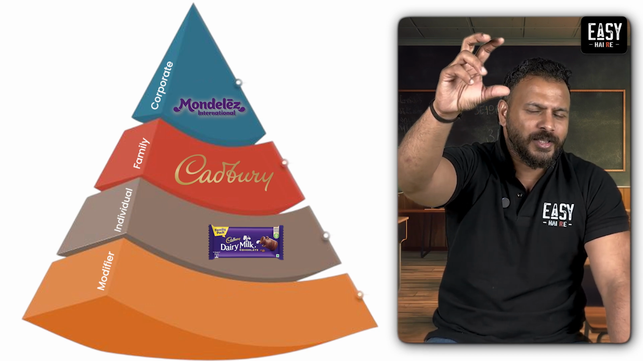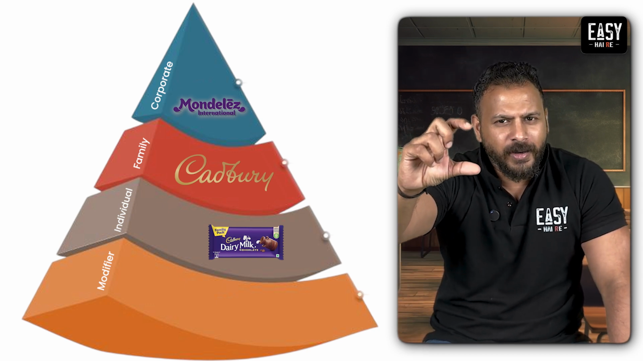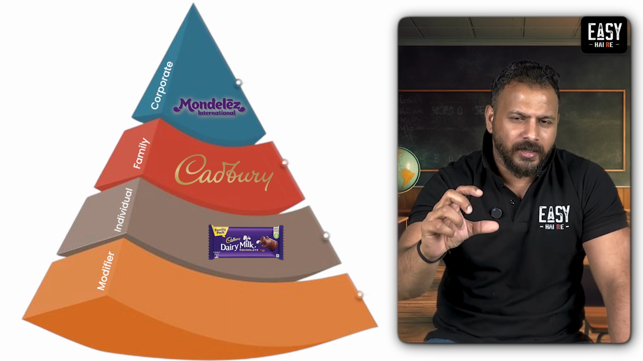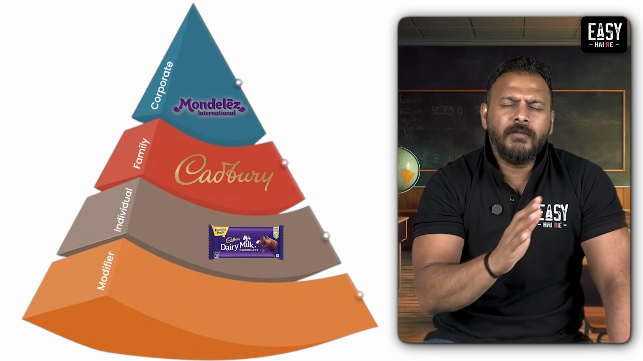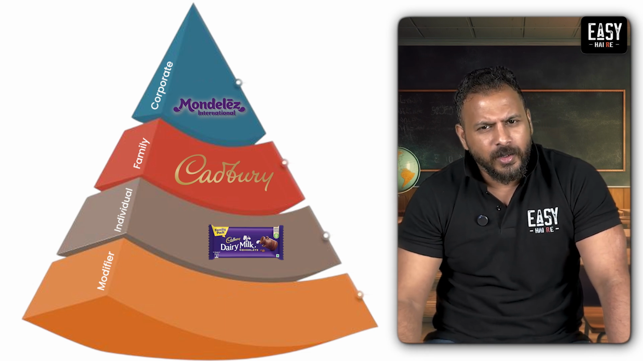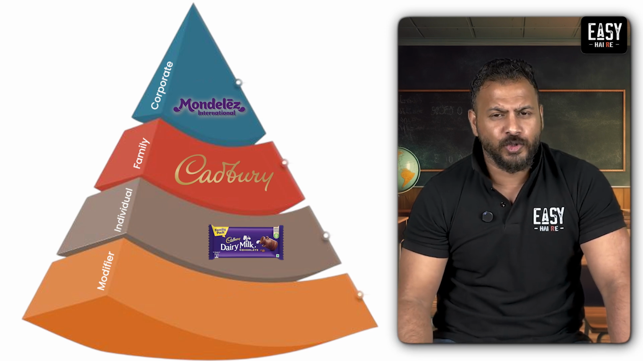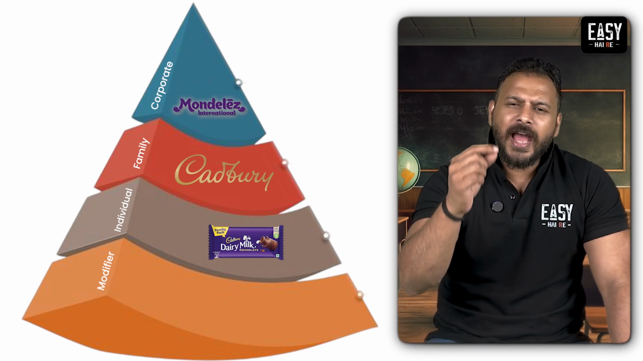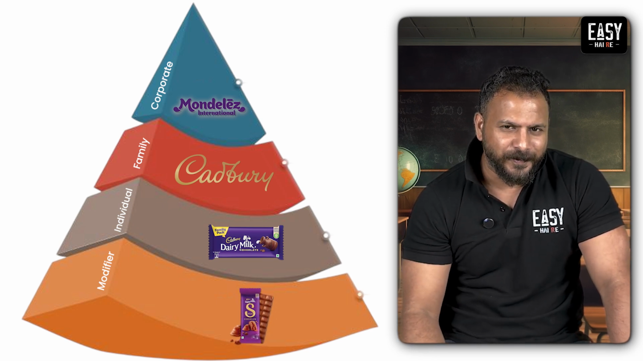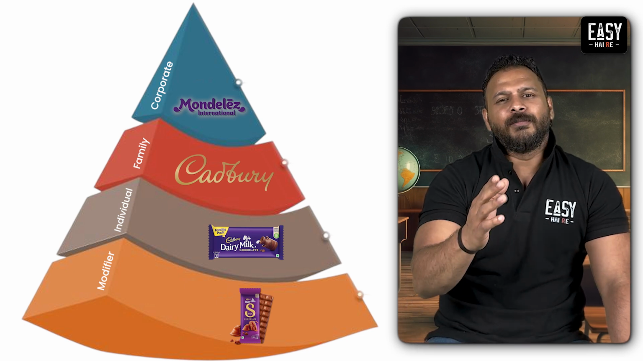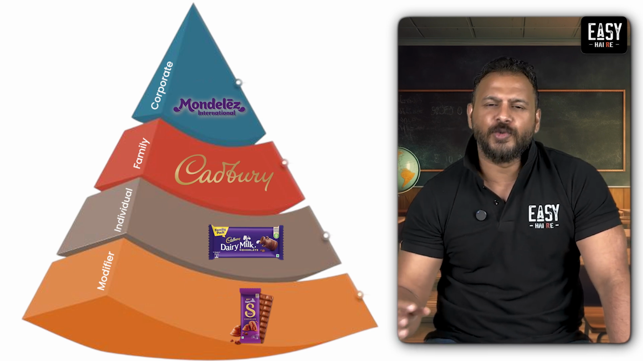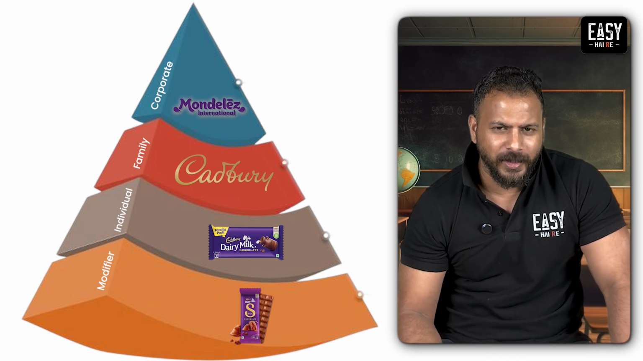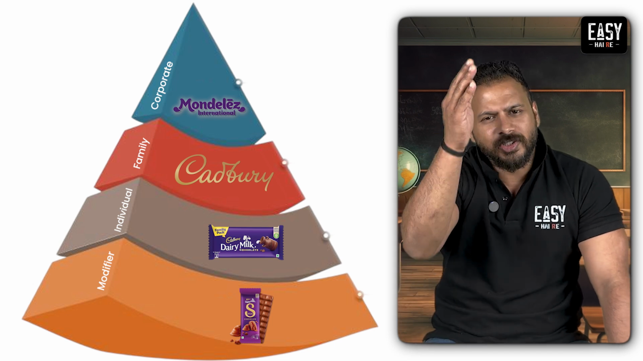You have Mondelez as a corporate brand, you have Cadbury as a family brand, and under that, the individual brand is Dairy Milk. Now, if you look at Dairy Milk, there are many variants of Dairy Milk available. So, one of the variants that I pick, which will become a modifier, is Cadbury Dairy Milk Silk. That way, Dairy Milk can have many other variants under it, which will come under the modifier aspect. But at least this hierarchy gives it a structure.